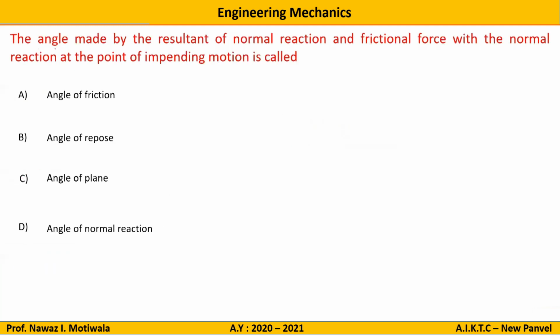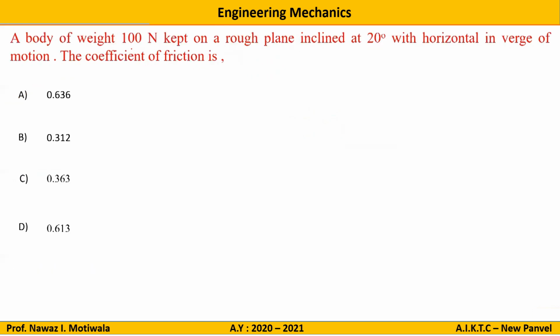Next question. The angle made by the resultant of normal reaction and the frictional force with the normal reaction at the point of impending motion is called. This entire thing is nothing but the definition of angle of friction. It will be option number A.